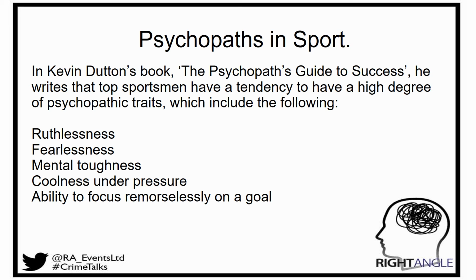But unsurprisingly, sports people exhibit psychopathic tendencies. In Kevin Dutton's book, The Psychopath's Guide to Success, he writes that top sportsmen have a tendency to have a high degree of psychopathic traits, which include the following: ruthlessness, fearlessness, mental toughness, coolness under pressure, and the ability to be able to focus remorselessly on a goal. So if you look at how well some of our sports people did during the Olympic Games in Brazil, if you look at those 5 variables there, they're not often, or they're not always innate. Some of these are taught.